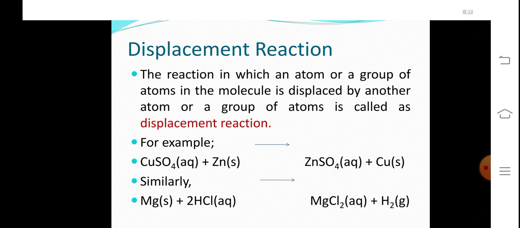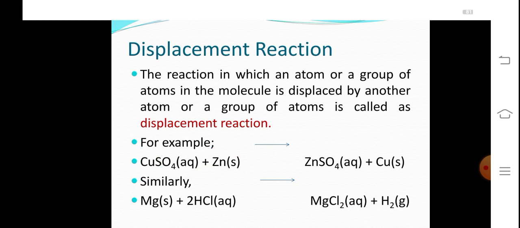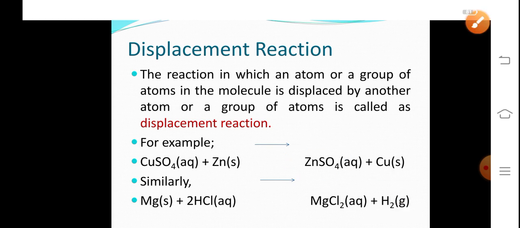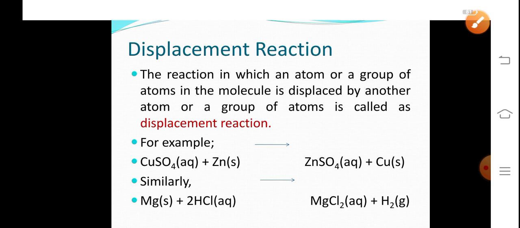So here in this reaction, copper metal from the copper sulfate solution is displaced by the zinc metal. So zinc has taken the place of copper in the product. As a result, zinc sulfate is obtained and copper is released. So such type of reactions are known as displacement reaction. Another example is magnesium when reacting with hydrochloric acid, it forms magnesium chloride and releases hydrogen gas.